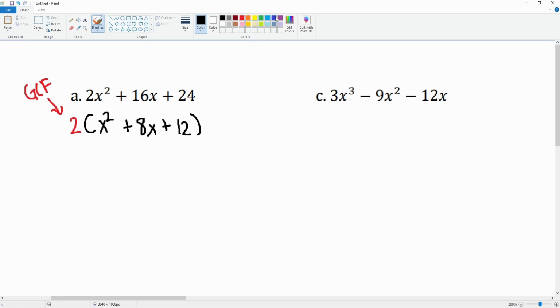Now you set up your dashes here, right? So it is this times this, which is just 12. So dash times dash is going to be equal to 12. Then the middle number is 8. So dash plus dash is equal to 8. Those two numbers are what? 1 and 12? No.